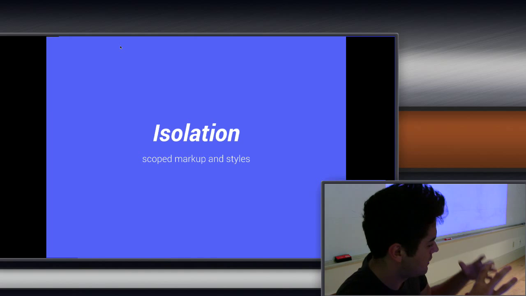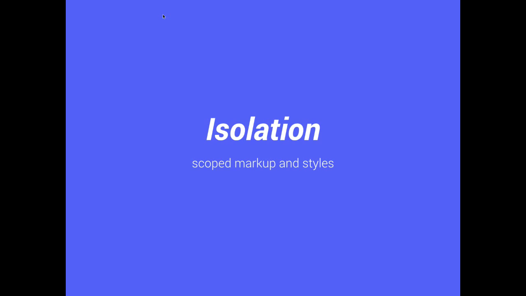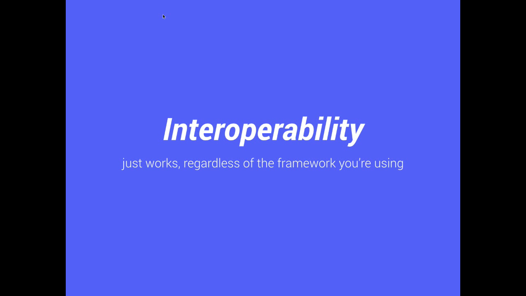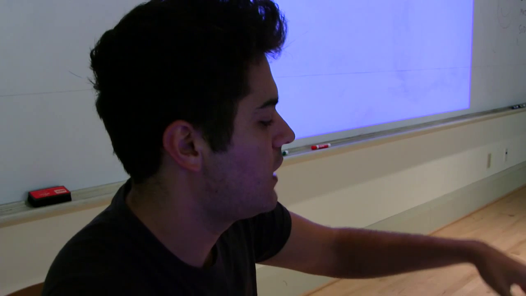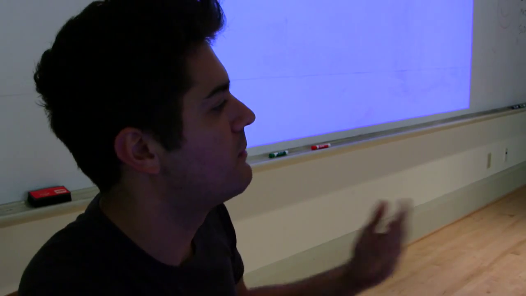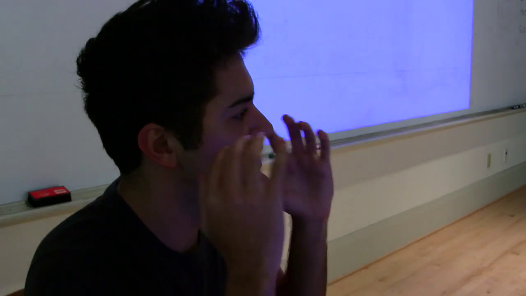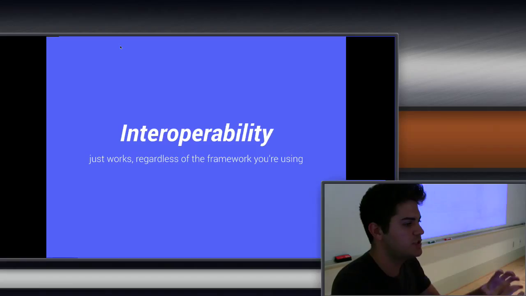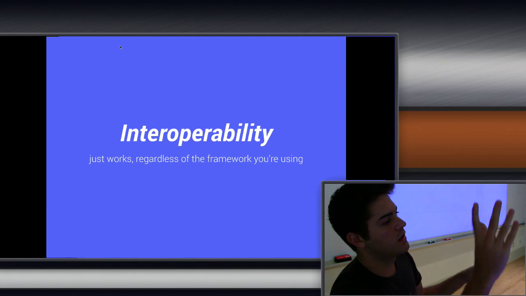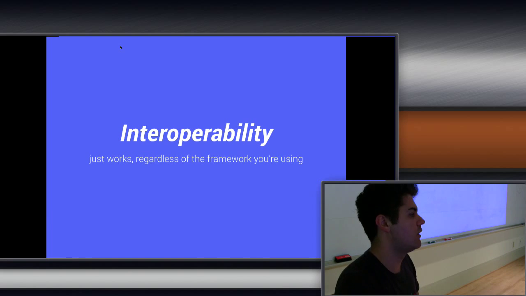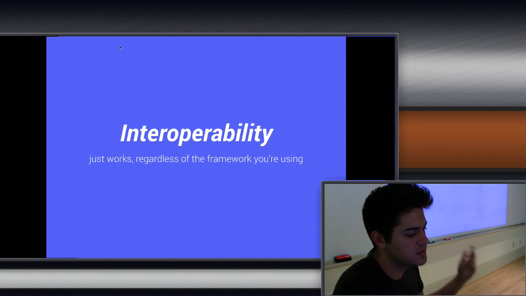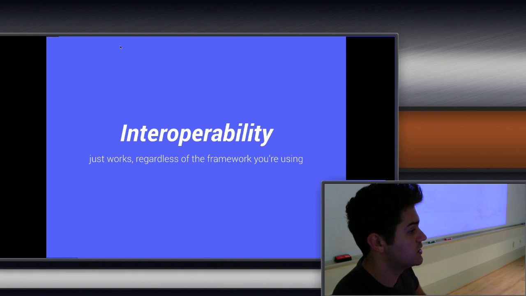Isolation. With Shadow DOM, we can scope markup and styles. We can put it in an HTML import, and then we have everything isolated. And interoperability. So what is the problem we have nowadays? You get some Angular component, you put it on your page with some Ember components, and then they crash. With web components, this is just an HTML component, just an HTML tag. You put it in your page, and it's not going to affect how your routing works or how your server side works. It's not going to mess up anything. It's just this tag.